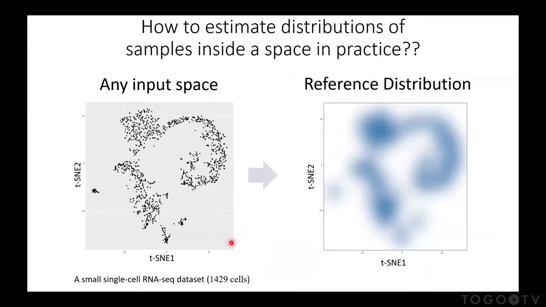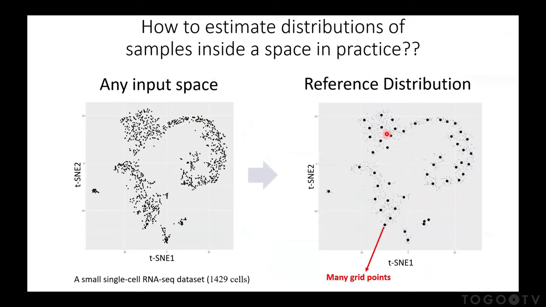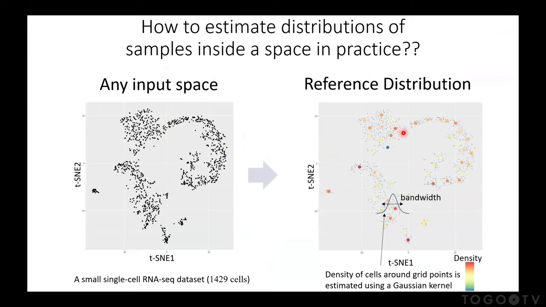So I have to estimate that distribution. I don't know how to do it in practice. It's not so trivial, I guess. So how do we do this step? Well, I'm skipping many details, but please imagine that we generate many grid points within that space. And then I'm going to calculate the distance between each cell and each grid point. And I'm going to scan, in a sense, through this space and check, by looking at the distances to the grid points, how many cells are there around each grid point.